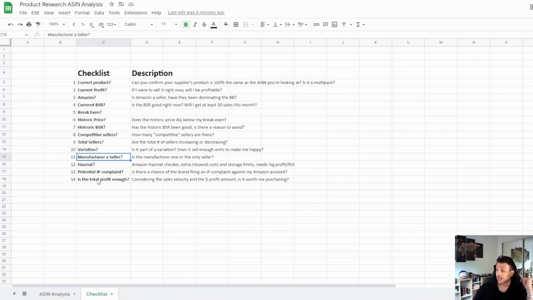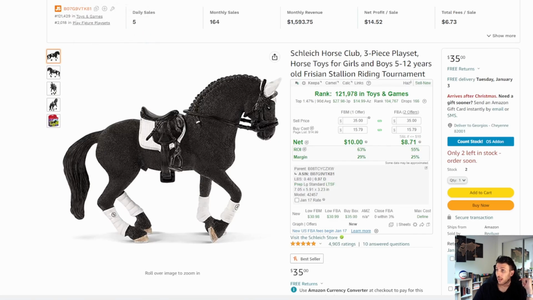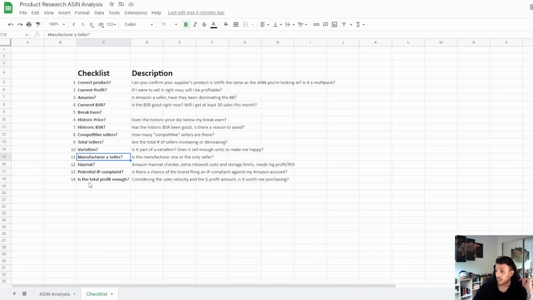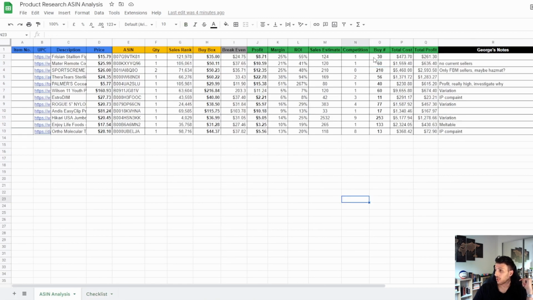If there's an IP complaint, nothing popped up. I have IP Alert, which pops up when there's an IP complaint. And then, is the total profit worth it? If we're buying 30 units a month, the profit's $261. I would say it's worth it. $261, 55% ROI. It's a pretty good product, and there's also a slight potential that you could raise the price a bit and still get the sales. You could probably raise the price to around $39 and still get sales.